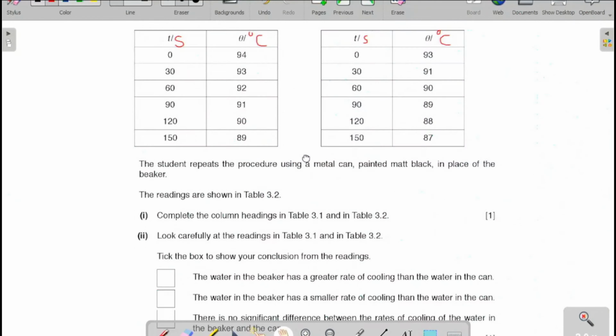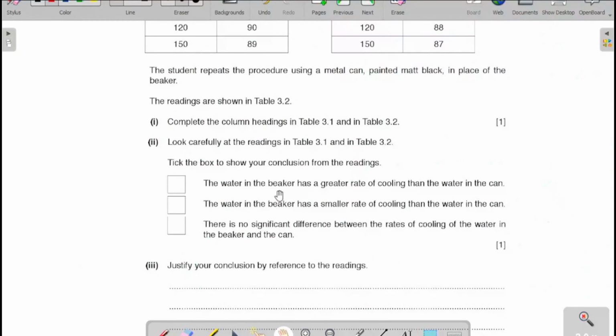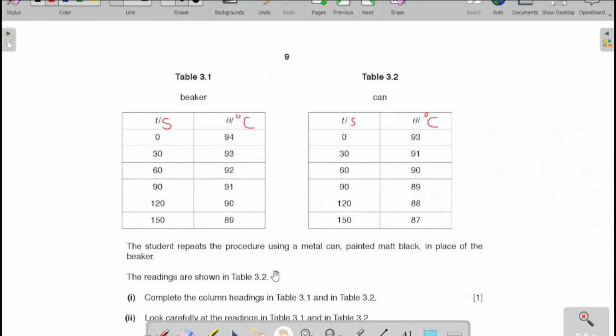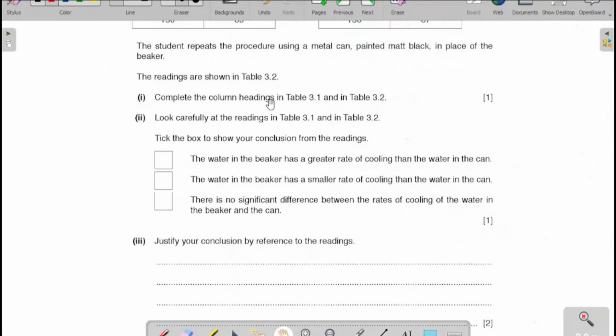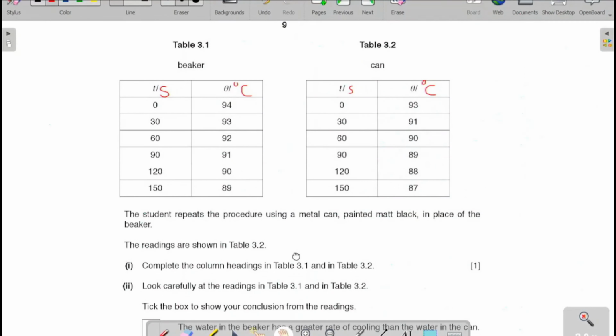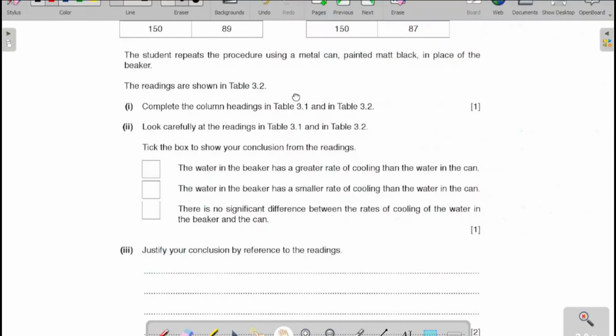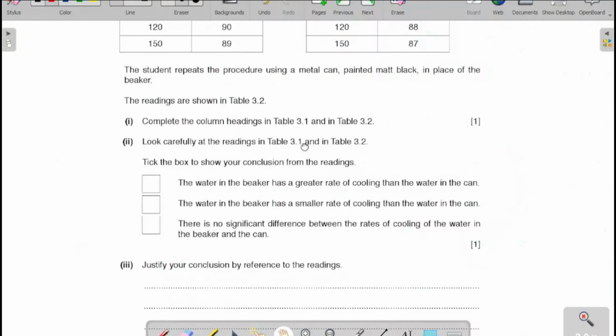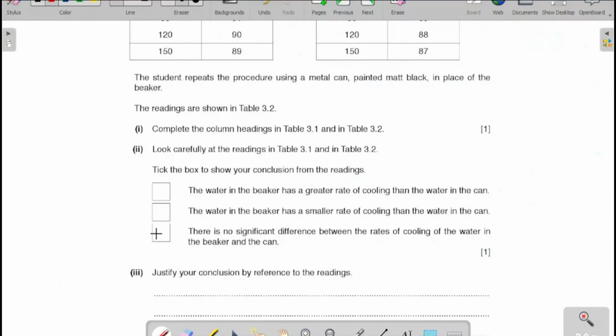Let's look at the boxes we have here. The water in the beaker has a greater rate of cooling than the water in the can. Let's check the rate of cooling. This is the temperature. It is reducing. I don't think so. The water in the beaker has a smaller rate of cooling than the water in the can. From our results, no. There is no significant difference between the rates of cooling of the water in the beaker and the can. That is what we are going to go with. There is no significant difference. I'm going to show you.